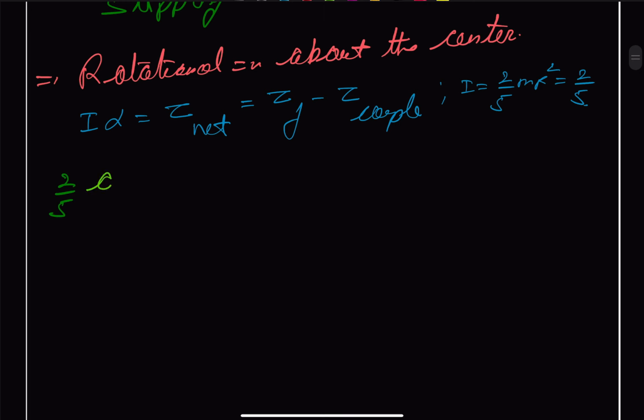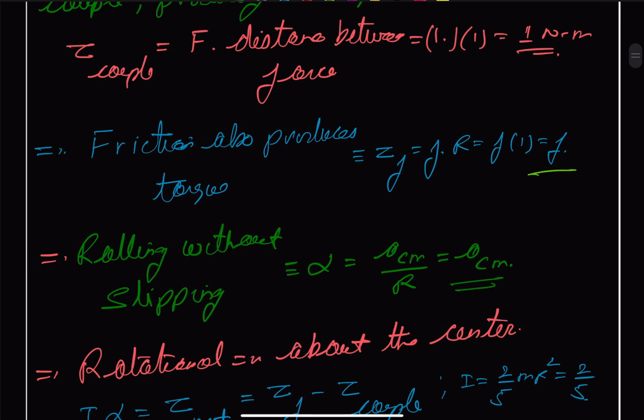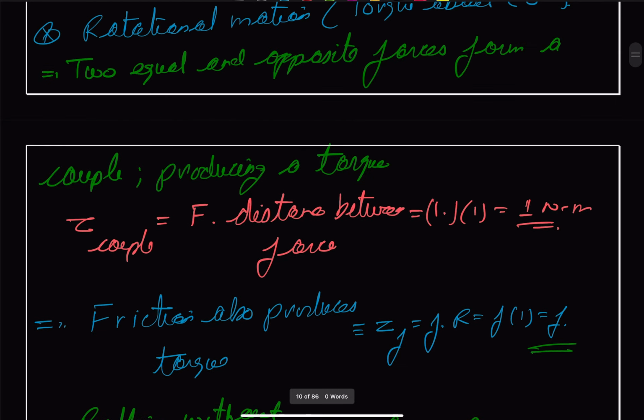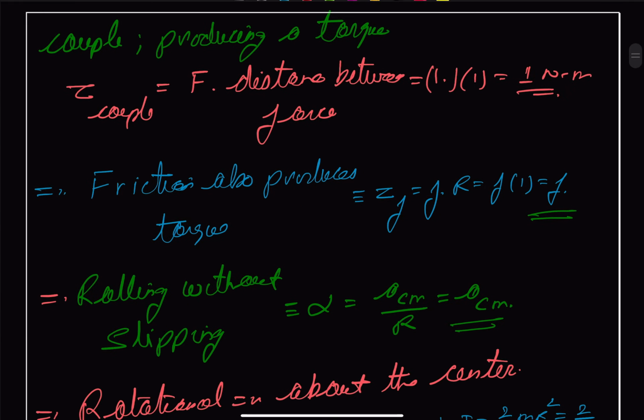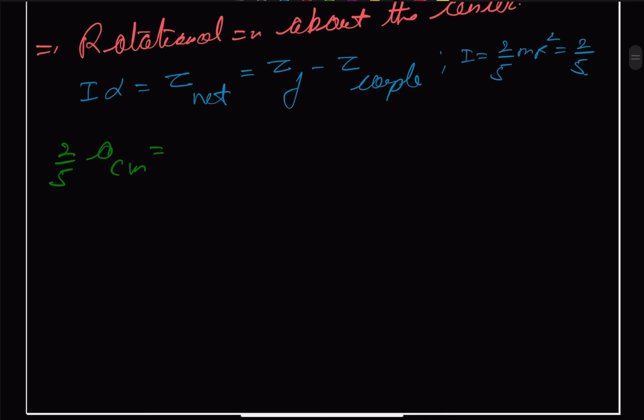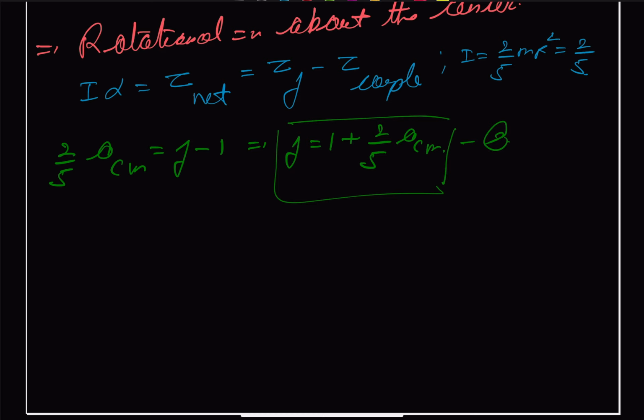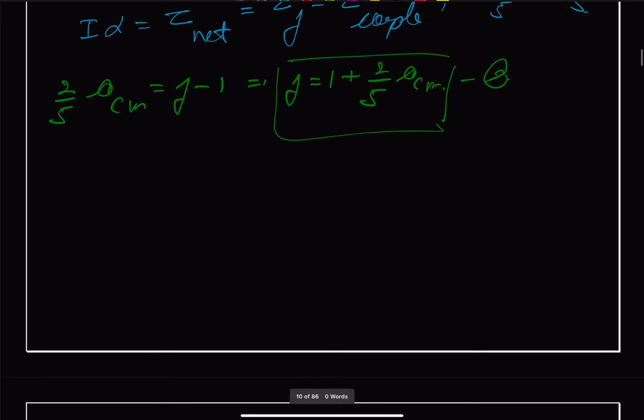So we get 2 by 5 ACM is equal to tau F, which is equal to F, minus tau couple, which is 1. So we get F minus 1. From here we can write friction F is equal to 1 plus 2 by 5 times ACM. Let us suppose this is our second equation. So we have two equations and two variables, so we can easily solve it.